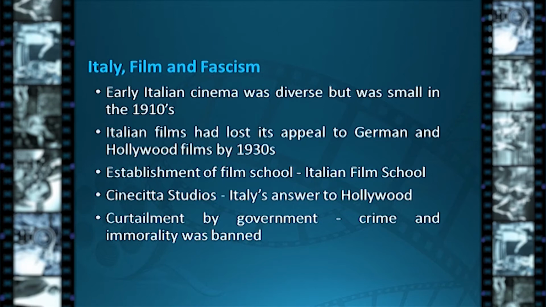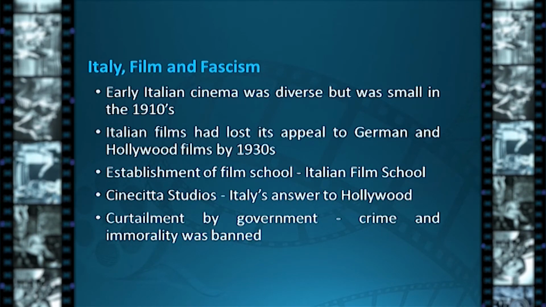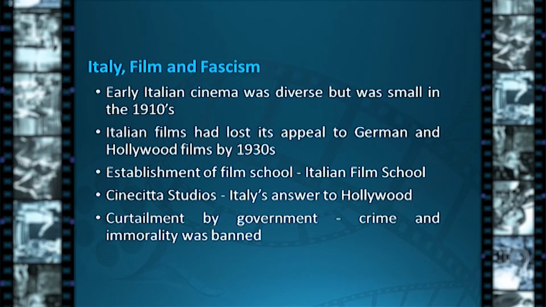Even though the government started giving funds to these films, and they had these film schools and studios being built, there was general curtailment by the government. So free expression was banned. Crime and immorality were also banned. So you could not portray Italy in a negative way by showing any crime or immorality. Italians were perfect citizens who followed the law, and it was a crime-free society, which was very unrealistic for the period of Italy at that point.